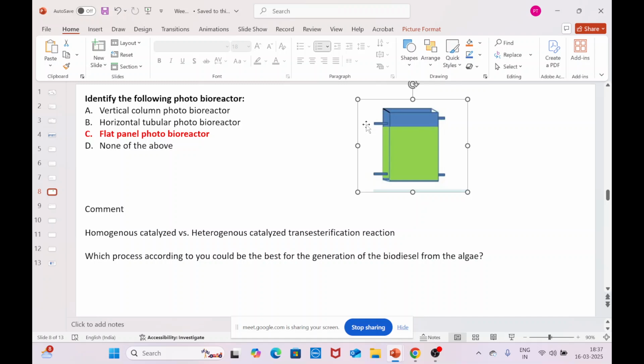After that, we have one more question. It's also kind of an open-ended question. Comment, you have homogeneous versus heterogeneous catalyst. You need to tell, according to you, which process would be the best for the generation of biodiesel from algae.